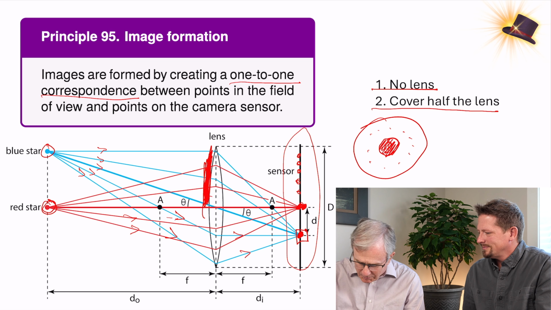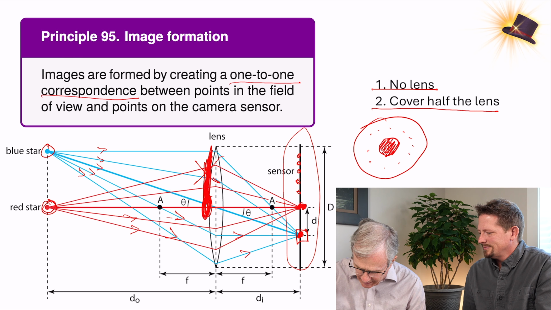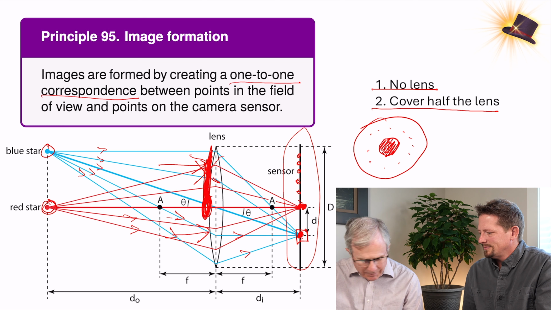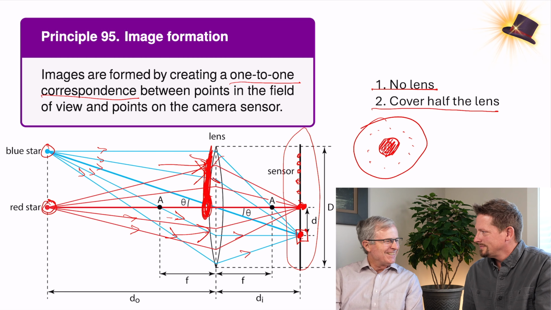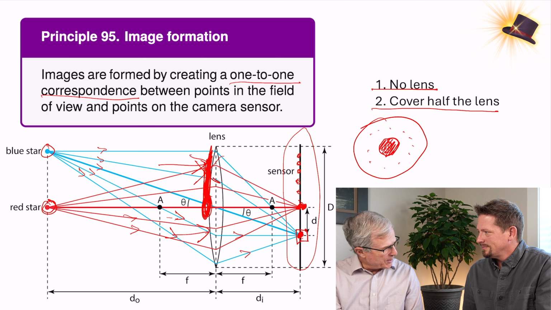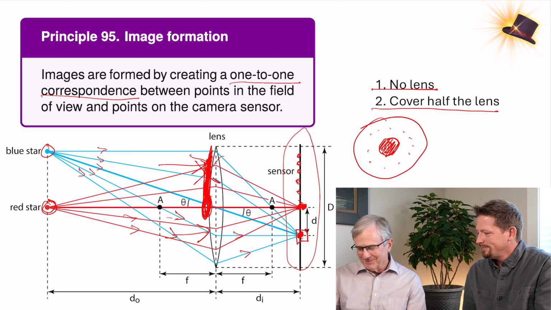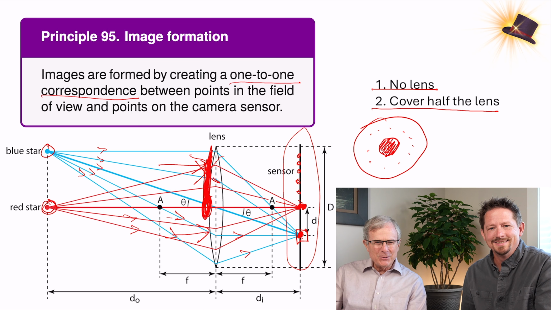Well, no, because if you cover up this part of this lens, so forget about that, and you're allowed to have light come through here and here, you'll still get an image formed on the sensor. It just won't be quite as bright. Yeah, so now you know, and you can teach your grandkids how images are formed.